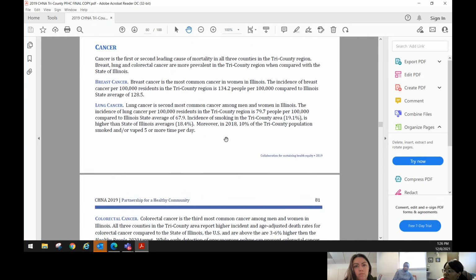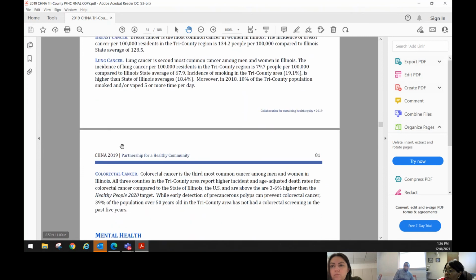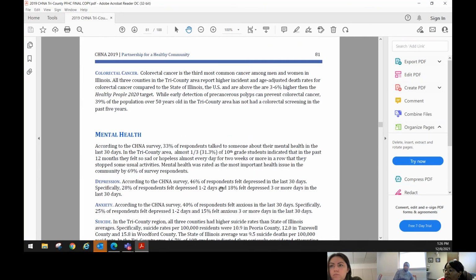Excuse me. Cancer was the first or second leading cause of mortality in all 3 counties. Particularly breast, lung, and colorectal cancer are more prevalent in our region when compared with the state of Illinois. So again, that's more data. I won't do a deeper dive, but that data confirms the priority in our community.